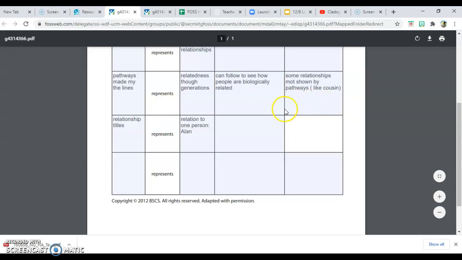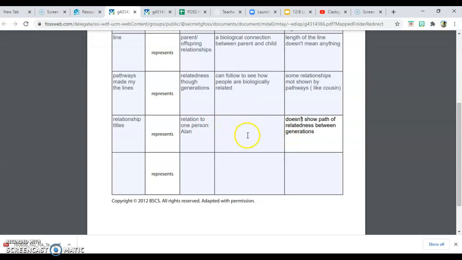Okay? It doesn't show the path of relatedness between generations. So there are no strengths that the relationship titles give us. And it doesn't show us the path of relatedness between the generations. So that's neither here nor there.